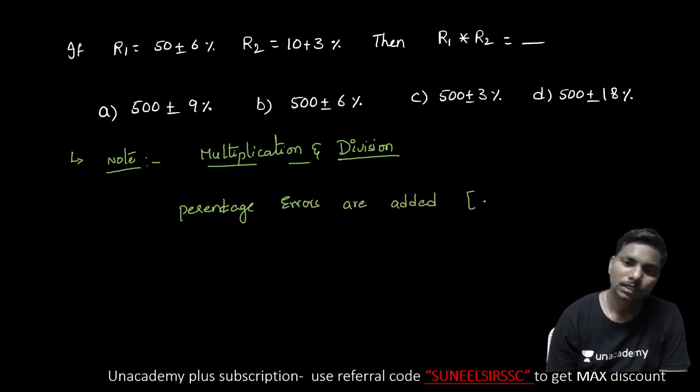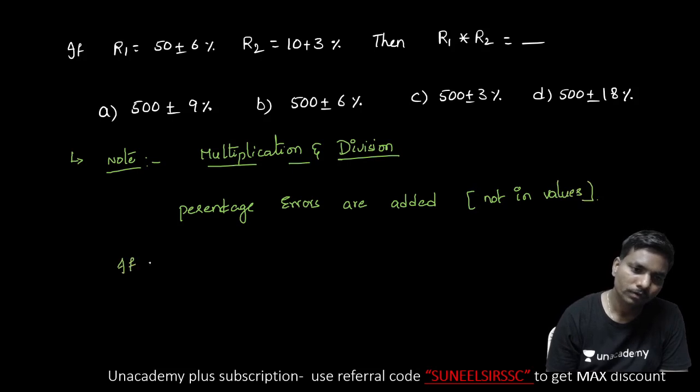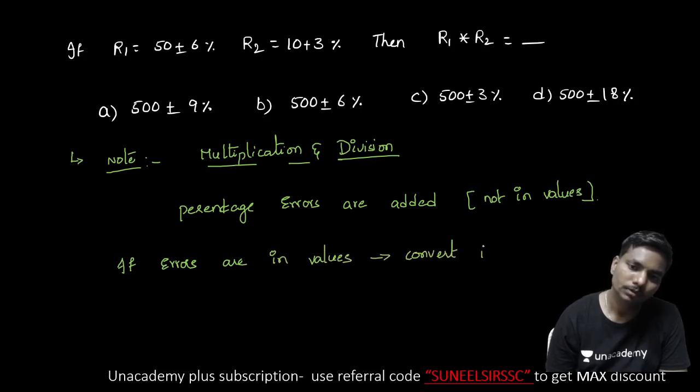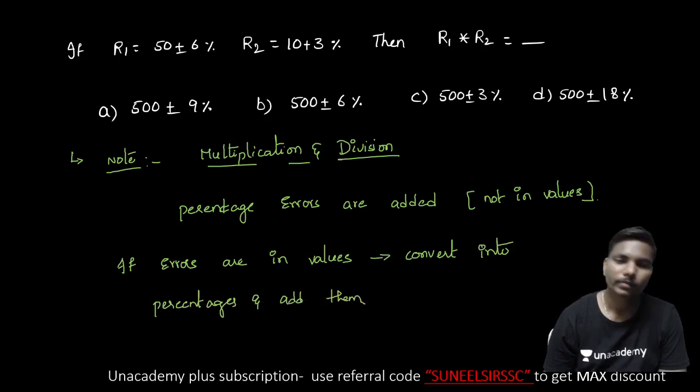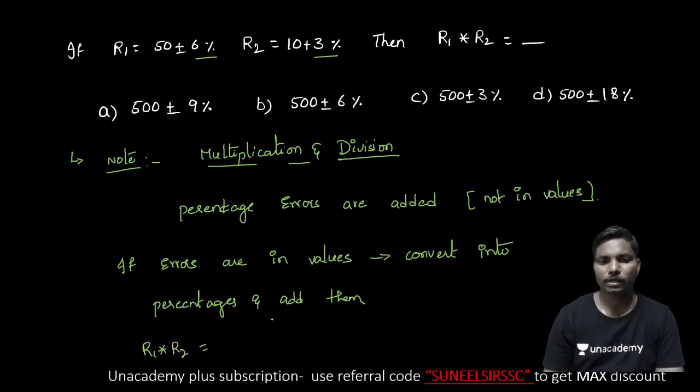Okay, that is not in values. If errors are in values, convert them into percentages and add them. Here multiplication is given, and the errors are also in percentage values only, so no need to worry. Percentage errors are added.